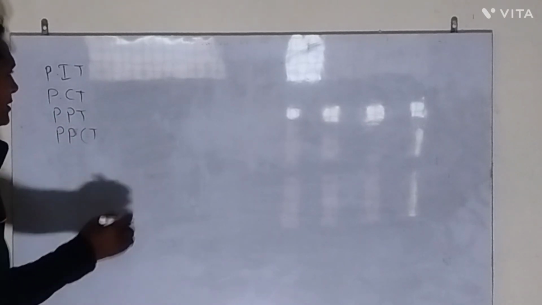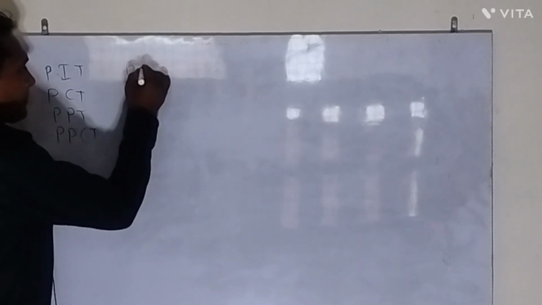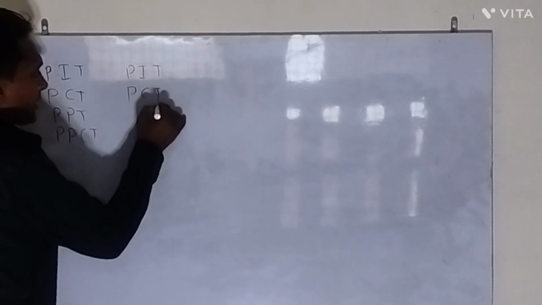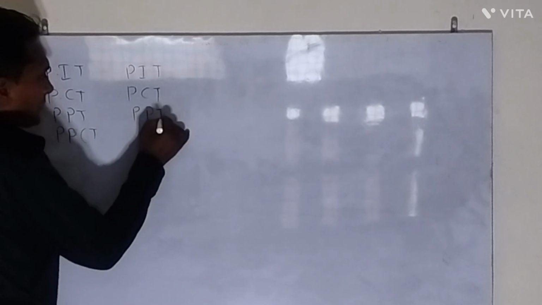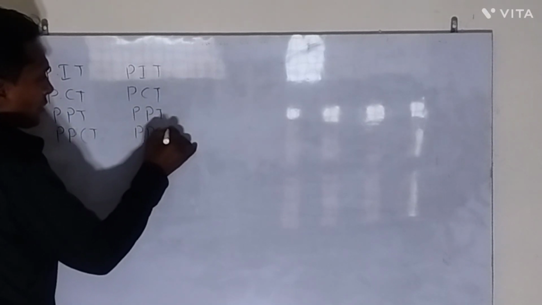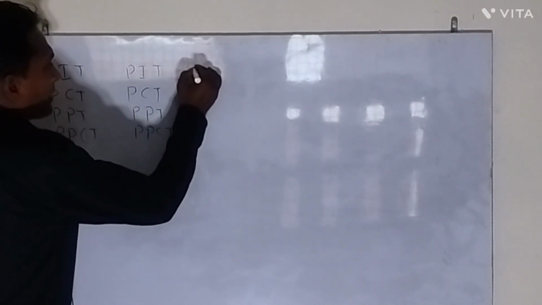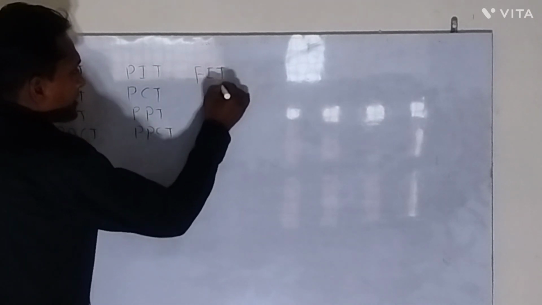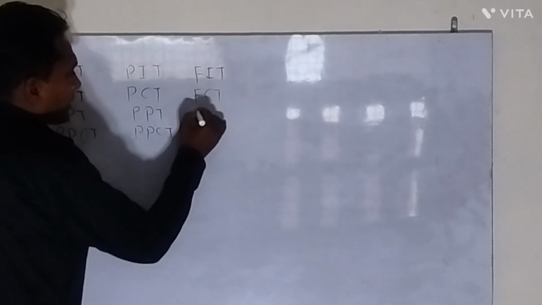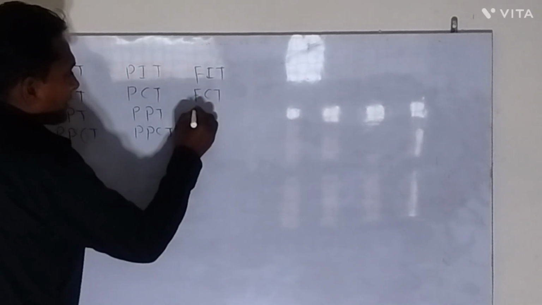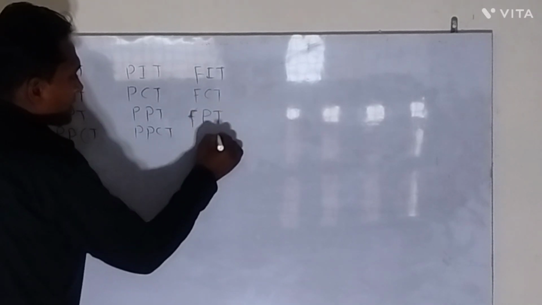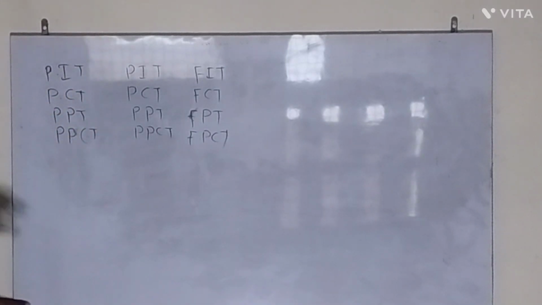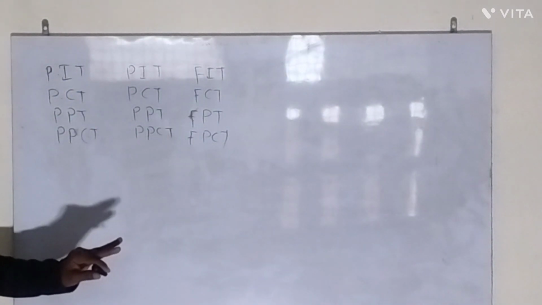present perfect continuous tense. Then comes PIT, past indefinite tense, past continuous tense, past perfect tense, past perfect continuous tense. Then comes our other group, future indefinite tense, future continuous tense, and then future perfect tense and future perfect continuous tense. These are the 12 tenses, you are aware of this.